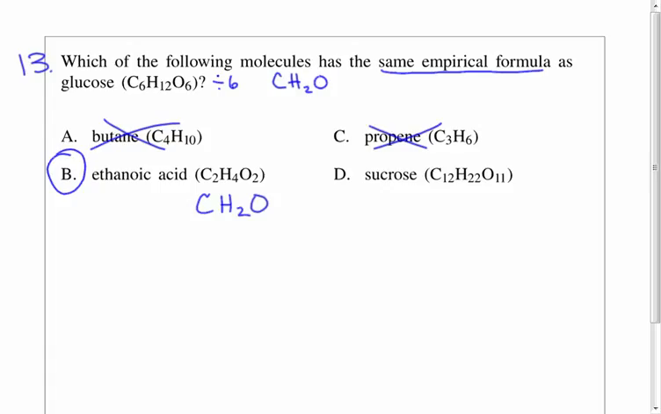We cannot reduce choice D because 11, it's a prime number. The only number that divides into it other than itself is 1. You cannot divide 11 into 12, so we cannot reduce that one in any way.